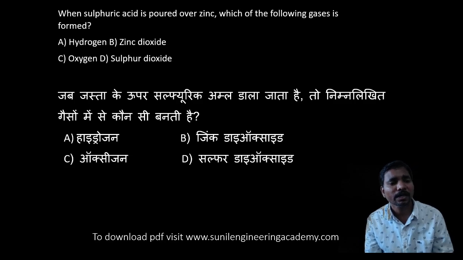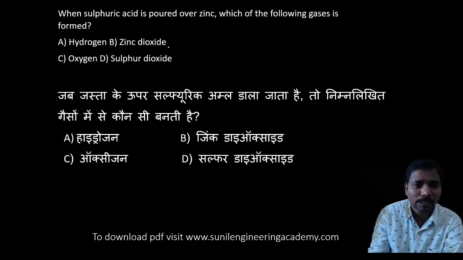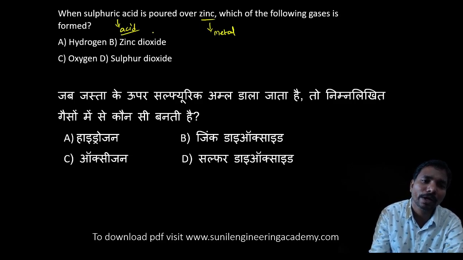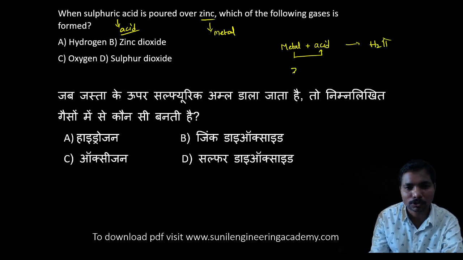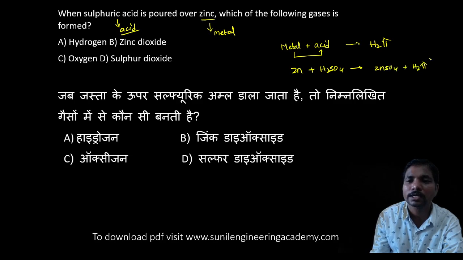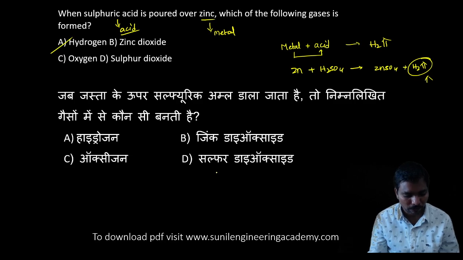Coming to the next question. When sulfuric acid is poured over the zinc, which of the following gases is formed? Sulfuric acid and zinc. Zinc is the metal, na? Sulfuric acid is the acid. What is the property we have? Metal reacts with acid. It gives hydrogen gas, or not? So here also Zn plus H2SO4 gives ZnSO4 plus hydrogen gas is released. So the answer is option A. Okay, all of you clear?